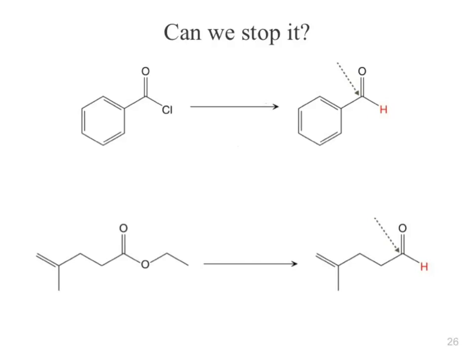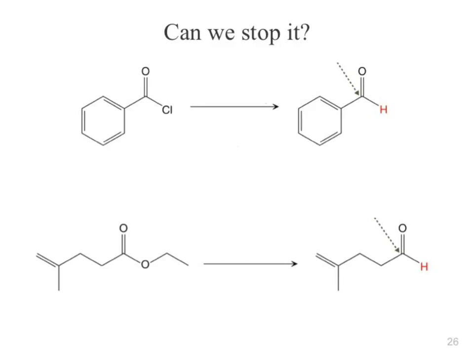Could we potentially stop it? So if we take a look at an acyl chloride, when we add lithium aluminum hydride or sodium borohydride, what happens? The very first thing that happens is we end up with an aldehyde. Okay. But then we have an aldehyde. What do aldehydes do in the presence of lithium aluminum hydride or sodium borohydride? They reduce, and they continue to go all the way down to the alcohol.